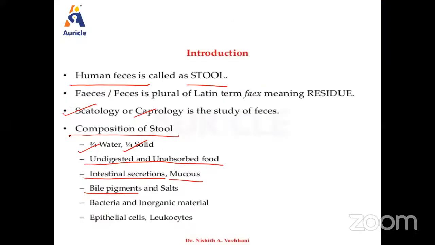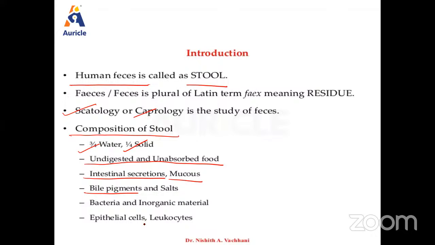So the composition of stool is three-fourths water and one-fourth undigested and unabsorbed food, which basically forms the stools. Then intestinal secretions are also there. Bile pigments and bile salts are also there. Bacteria and inorganic material are also there, and epithelial cells and leukocytes are also included inside the feces.